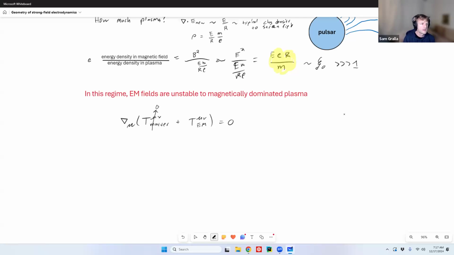And so, it's this term on the left that gives plasma physicists nightmares. They have to deal with this. It's really complicated to model all those many charges. When we're dealing with this aspect of pulsar physics, we get to throw it away. And so what we find is that the stress energy of the electromagnetic field is conserved all by itself.